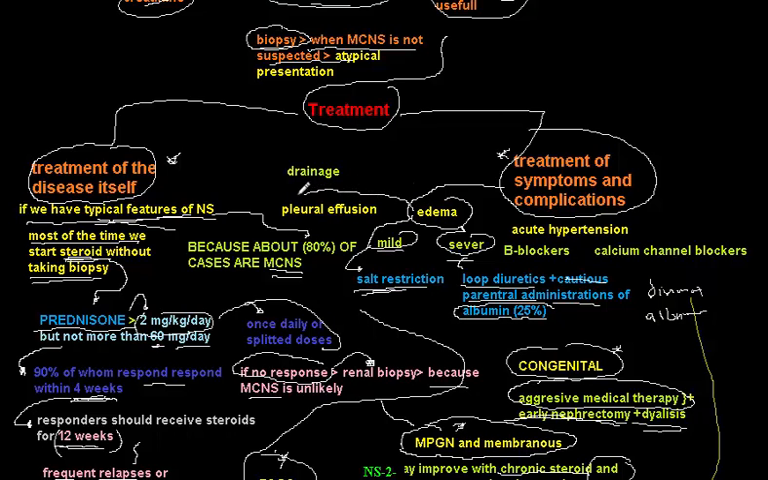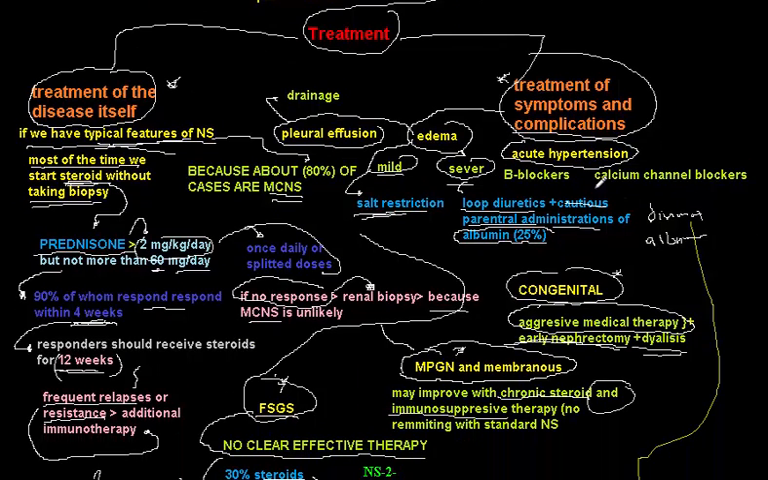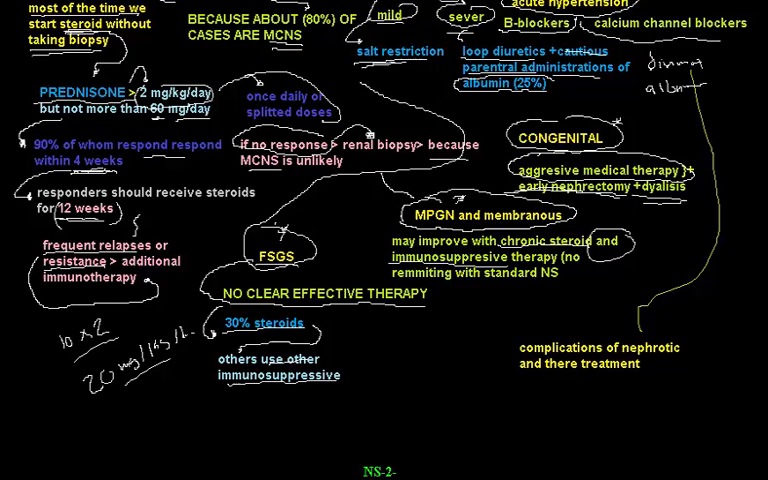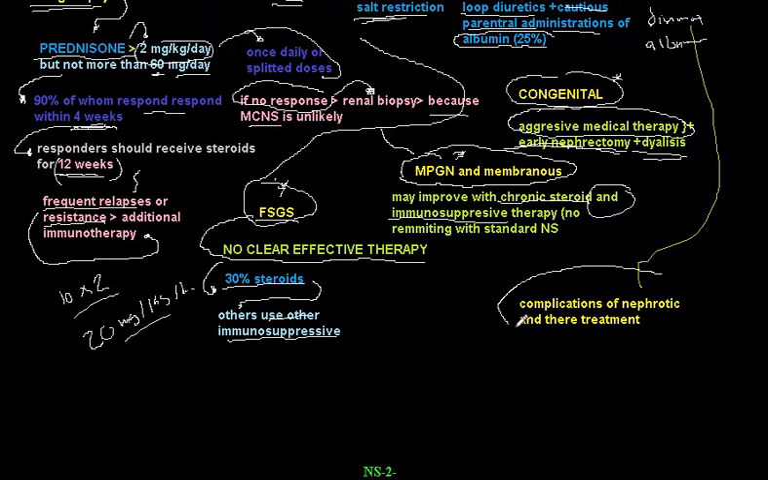If we have a pleural effusion, of course, in most cases we have to drain the pleural effusion if it is significant. If we have acute hypertension, it is rare to be presented with acute hypertension. It's an atypical presentation, in 25% of cases. If it is acute, you can treat with beta blockers or calcium channel blockers. This is about the symptoms of nephrotic syndrome. What about the complications of nephrotic syndrome? What are they, and what is the treatment of the complications of nephrotic syndrome?